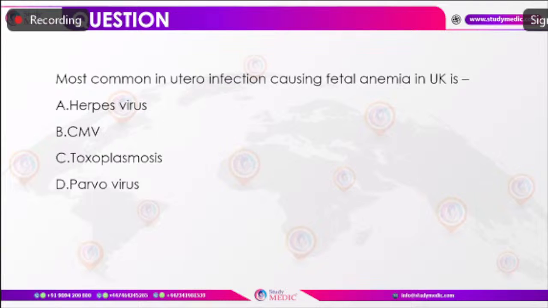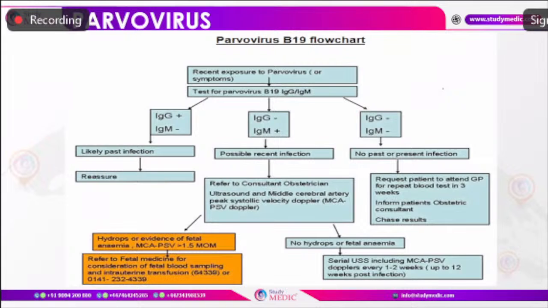Coming to some questions which can be as straightforward as this: which is the most common in utero infection causing fetal anemia? Whenever a question is targeted on fetal anemia, we need to remember we're talking about parvovirus. So for Parvovirus B19, whenever we have a woman who has a recent exposure to parvovirus or has a symptom, we need to test for parvovirus IgG and IgM.